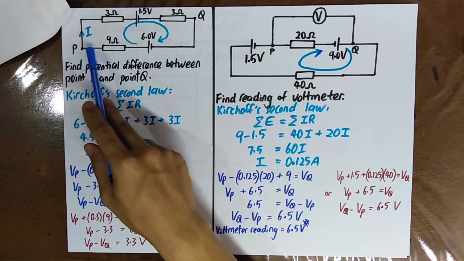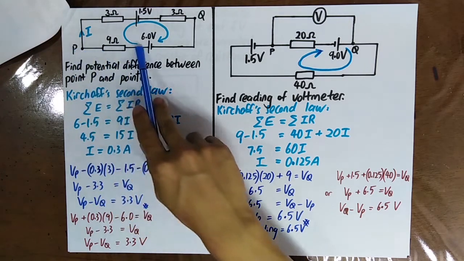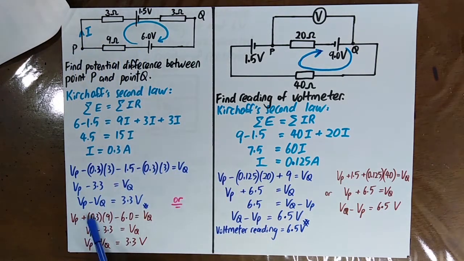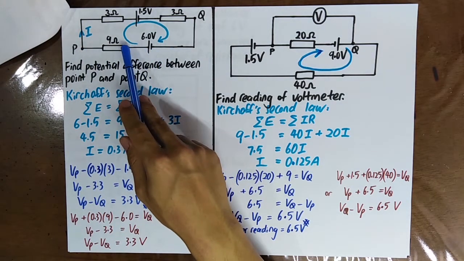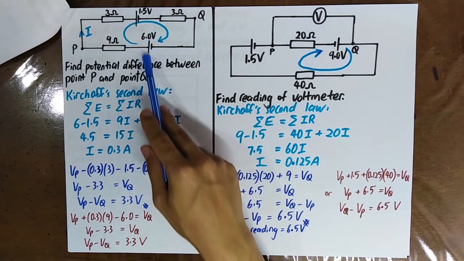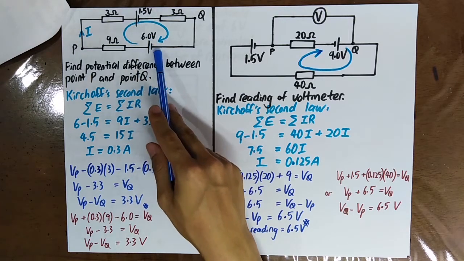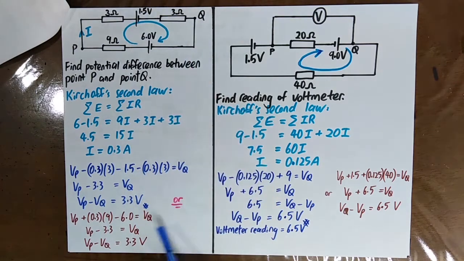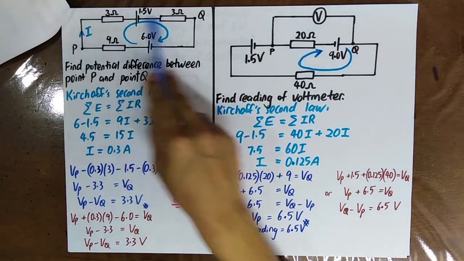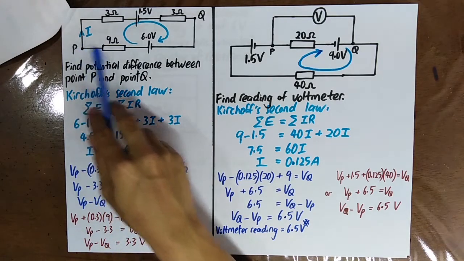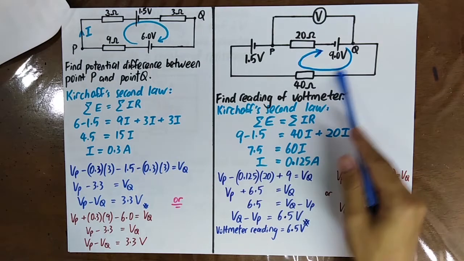However, if you want to use this path, it's also okay. That means that Vp plus 0.3 times 9, because it's going against the current flow here, so you use positive sign. And then minus 6 because it's going from the positive plate to negative plate, so you know that the potential drops, is equal to VQ. So the blue one is from here to here, the red one is from here to here.